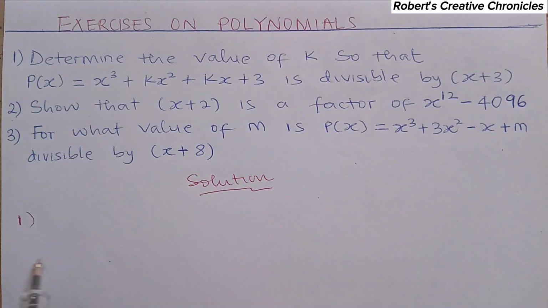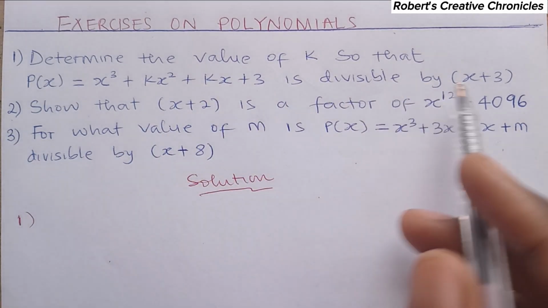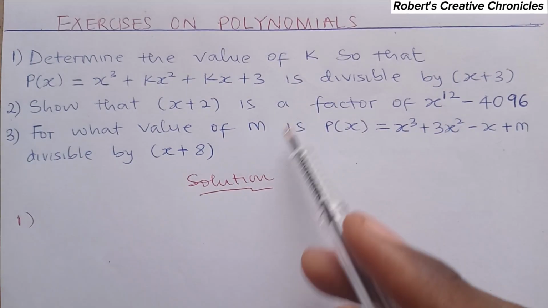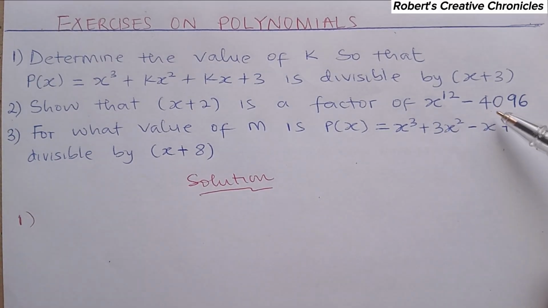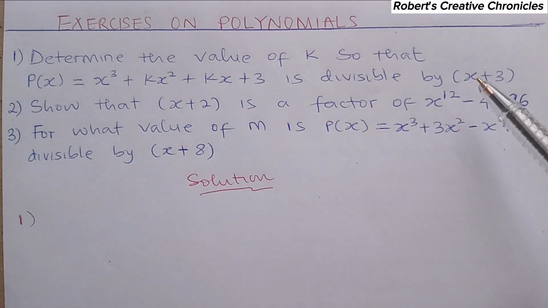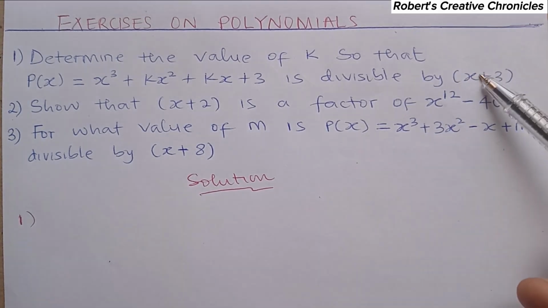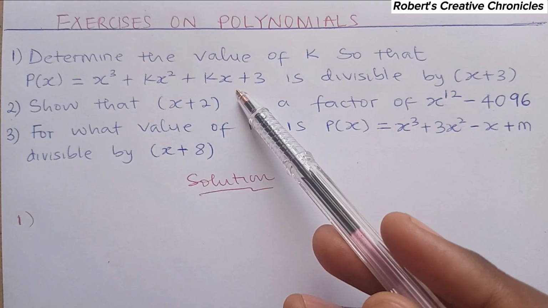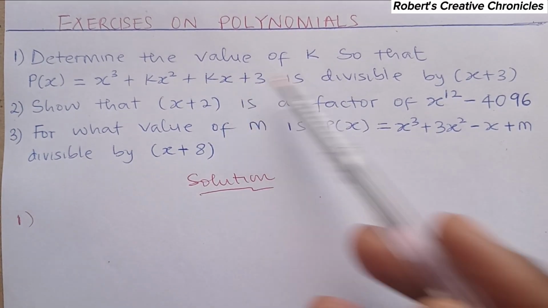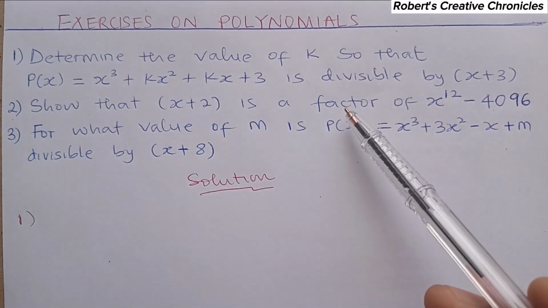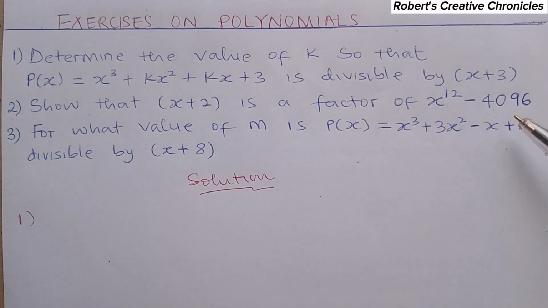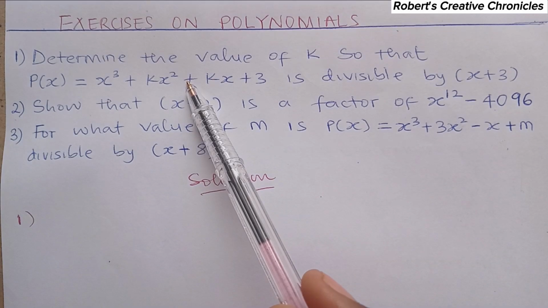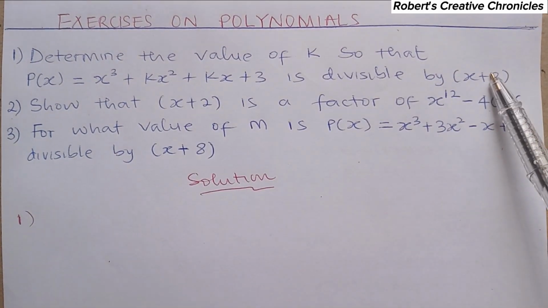Determine the value of k so that p(x), which is this polynomial, is divisible by this. Now, if a number or a polynomial is divisible by another number or polynomial, that means the one that is being divided by is a factor of that one. That means when this one is divided by this one, there is no remainder. The remainder will be 0. So it's telling us that when this one is divisible by this one, this one is a factor of this one, and this one is a multiple of this one.